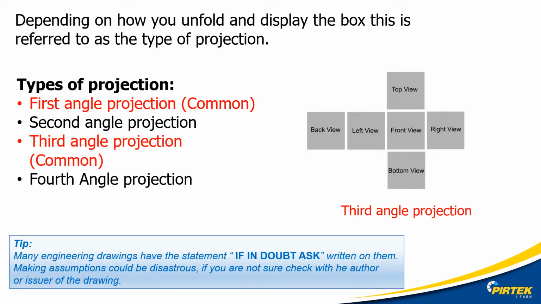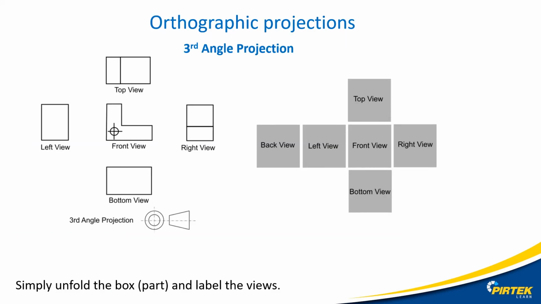Sometimes we can swap the positions of the views, and this is the type of projection. We have the first angle projection and the third angle projection, which are the common ones. The third angle projection, which is the most common internationally, except for Europe: we take the box, we unfold it, and we put it flat on the table, and this is our third angle projection.